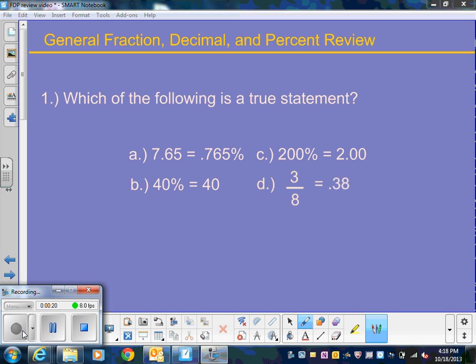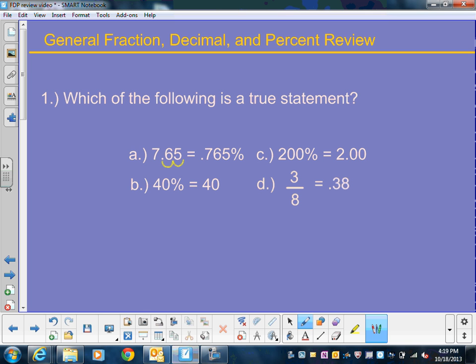Let's begin with answer choice A. Now, if we apply what we already know about converting between decimals and percents, we know that 7.65 as a percent would be 765%. That is not what they gave us here. Therefore, this statement is not true and is wrong.